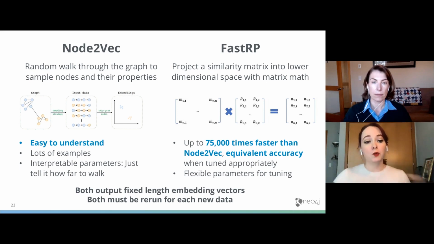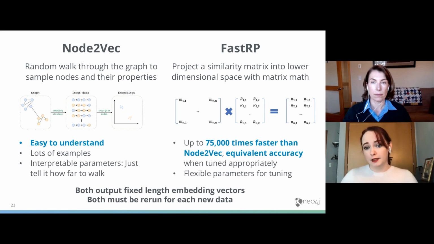And the parameters that you want to tune make sense. It's basically how many walks do I take? How far away should they go on the graph? Should they stay close or go further out? Pretty easy, right? And there's lots of examples. The challenge with Node2Vec is it's pretty slow. If you have a billion node graph, unless you have a crazy number of threads, it's probably not going to finish. And so the alternative in this space is FastRP, or fast random projections.